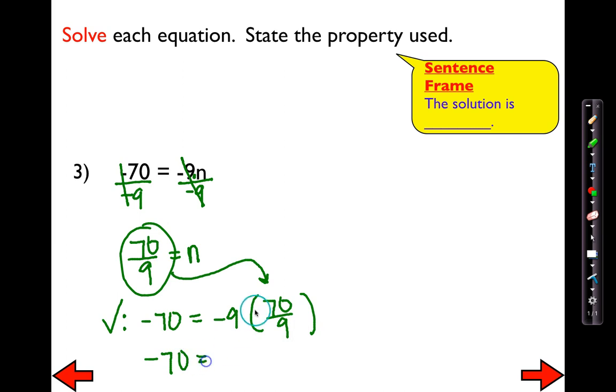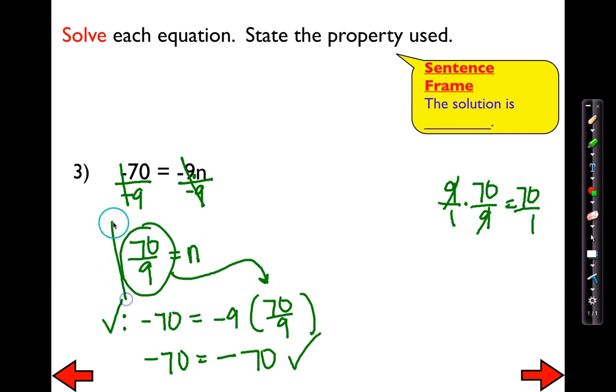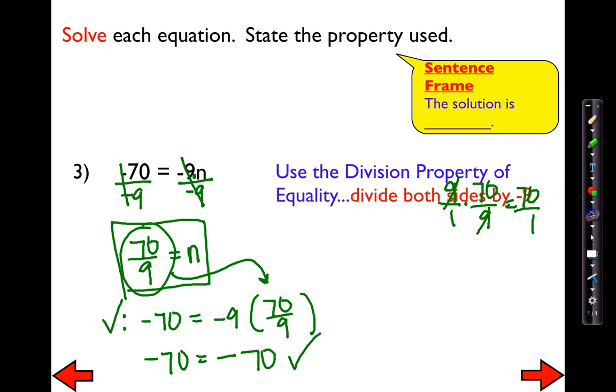We have negative 70 equals, a negative times a positive is a negative. Now I am going to go off to the side and multiply 9 over 1 times 70 over 9. These do cross cancel, leaving you with 70 over 1, which is just 70. So does this check out? Yes, so I am confident that the solution is 70 over 9. So let's think, what property of equality did we use in this problem? Well, since we divided both sides by negative 9, we utilized the division property of equality.